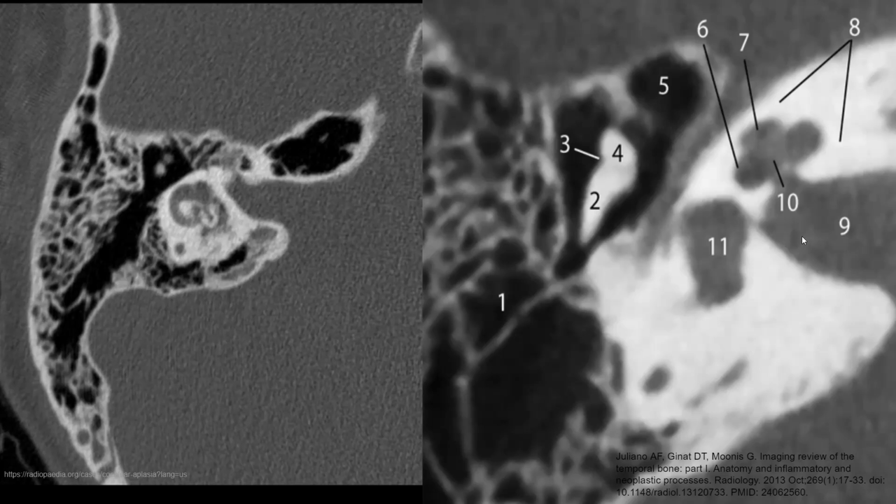We talked about the cochlea, the internal auditory canal, the facial nerve, which we'll see a little bit later, and the semicircular canals. So it's not very much to memorize, but once you memorize those structures, it becomes a whole lot easier to notice abnormal pathology.